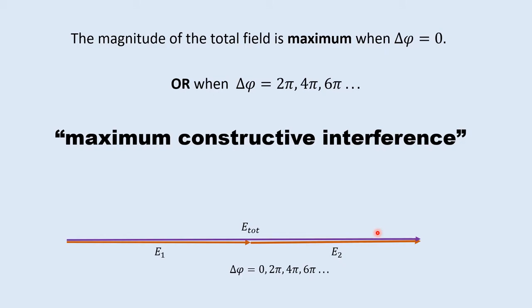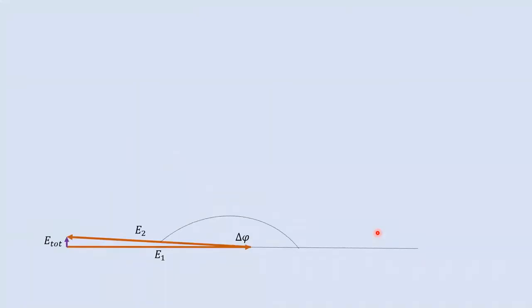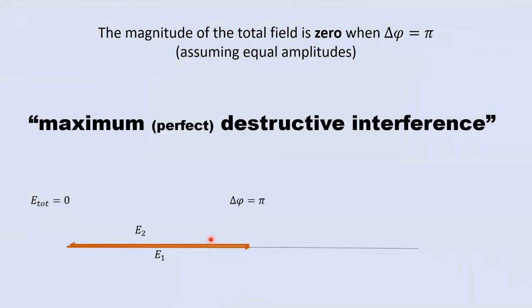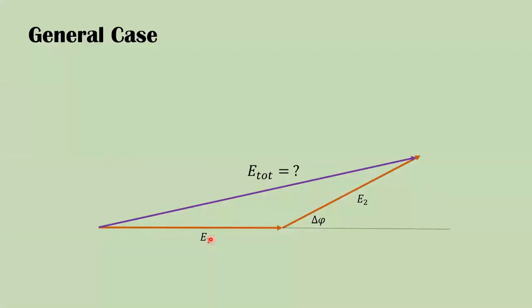For the case of perfect destructive interference, which was here, the amplitude or magnitude of the total electric field is 0. Okay, so those are the two extremes, 2 times E and 0. What about everywhere in between? That's what we'll do with this picture.